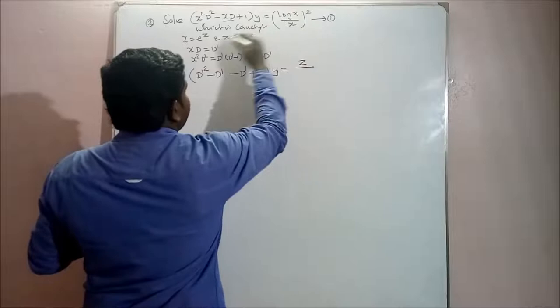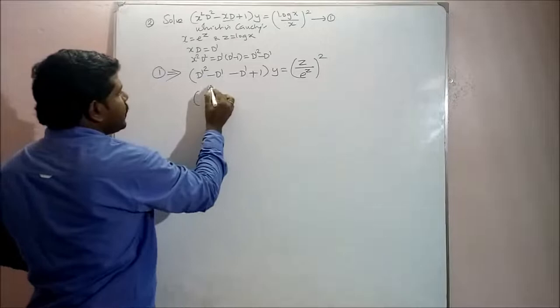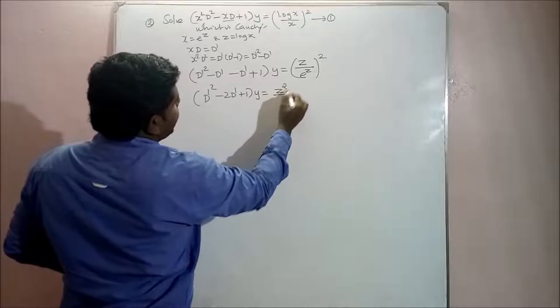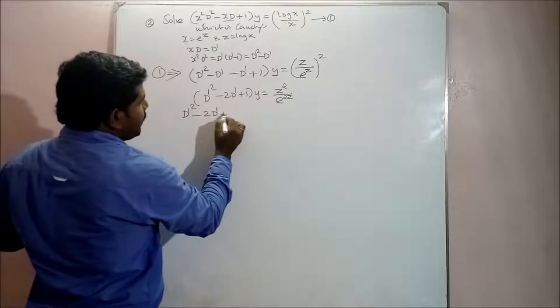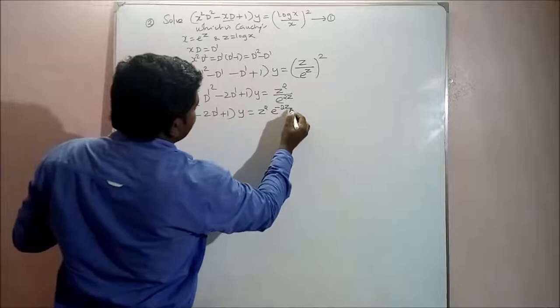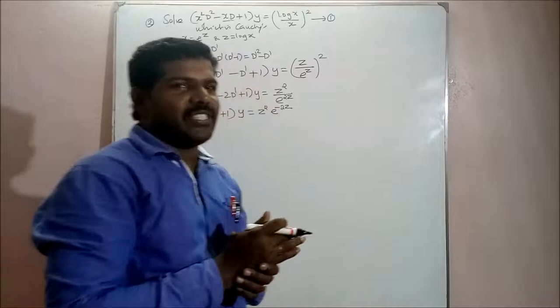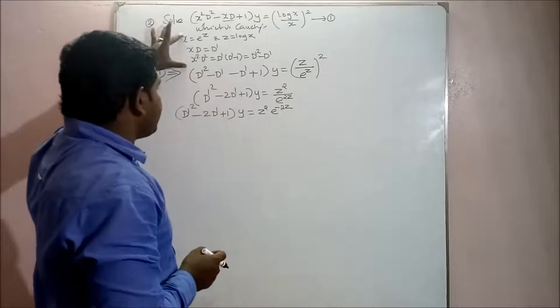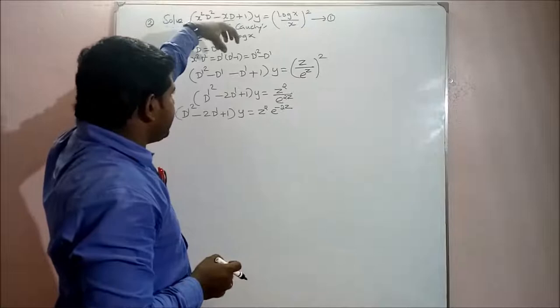We can write (e power z) the whole square. So now this is (D dash square minus 2 D dash plus 1) into y equals z square by e power 2z, that is, z square into e power minus 2z. So this is an ordinary differential equation with constant coefficients. Whenever you have a question from Cauchy's type, you can use this substitution, and the equation automatically reduces to an ordinary differential equation with constant coefficients.